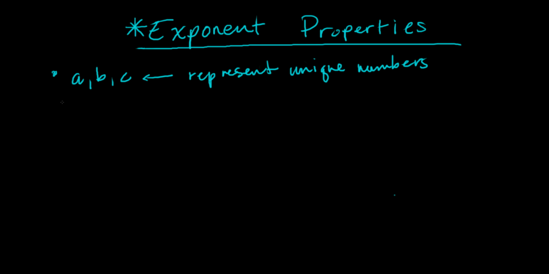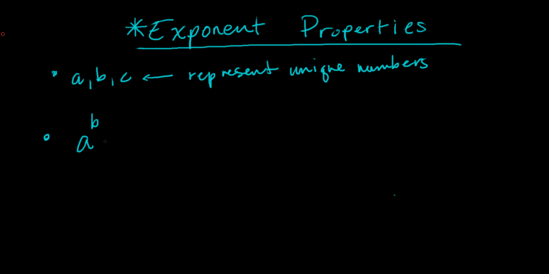In this video, we're going to talk about exponent properties. And before we get started, I want to note I'm going to be using the letters a, b, and c to represent unique numbers. This is to generalize the exponent properties for any numbers that you could possibly be working with.